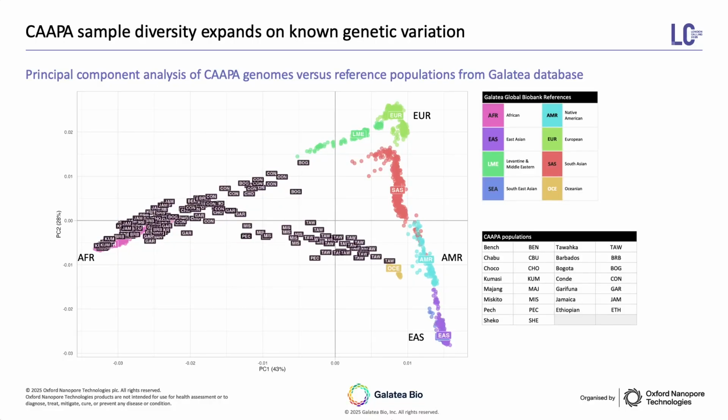This is a PCA plot that depicts the CAAPA populations against the background of the well-known populations from the 1000 Genomes, where the different colors show continental-level ancestries. The black squares are our populations. You can see that these populations actually complement and expand the genetic diversity of what is known in the 1000 Genomes and other collections.